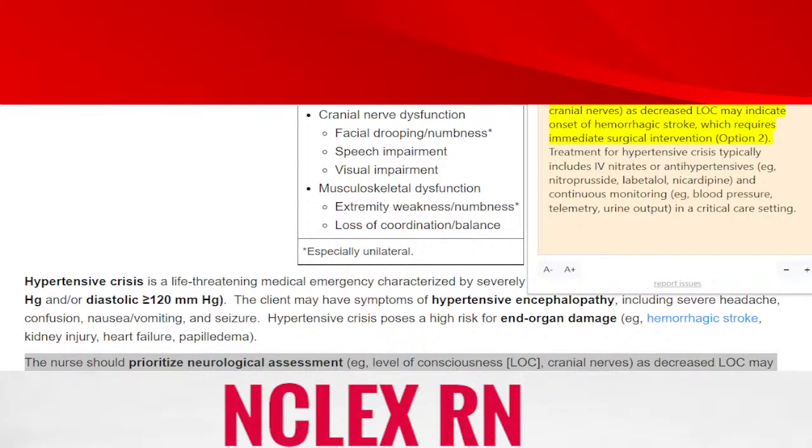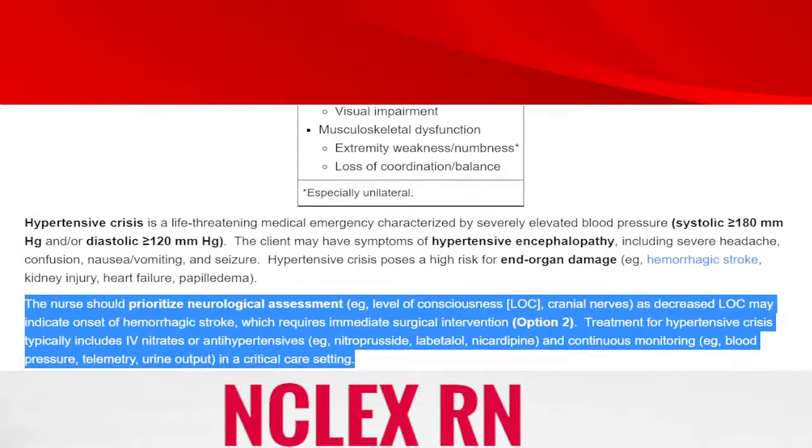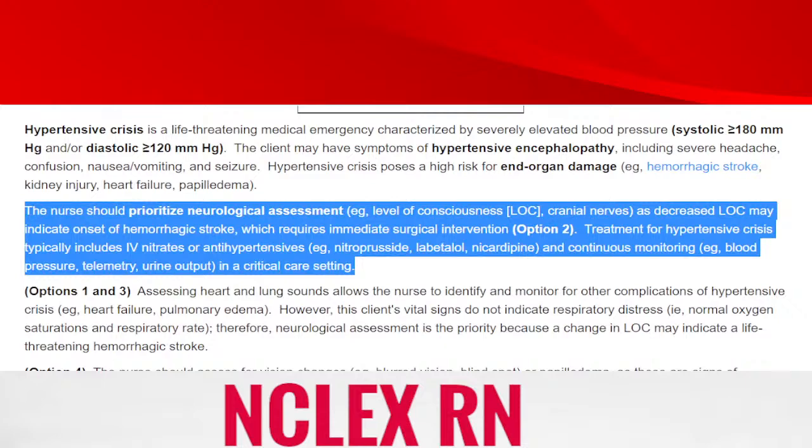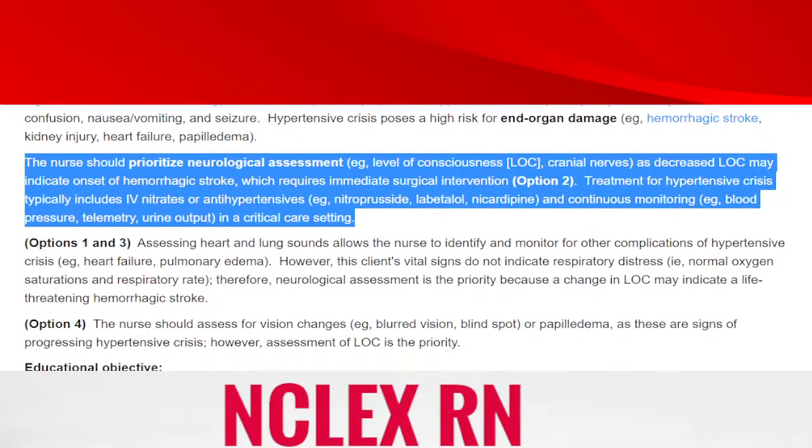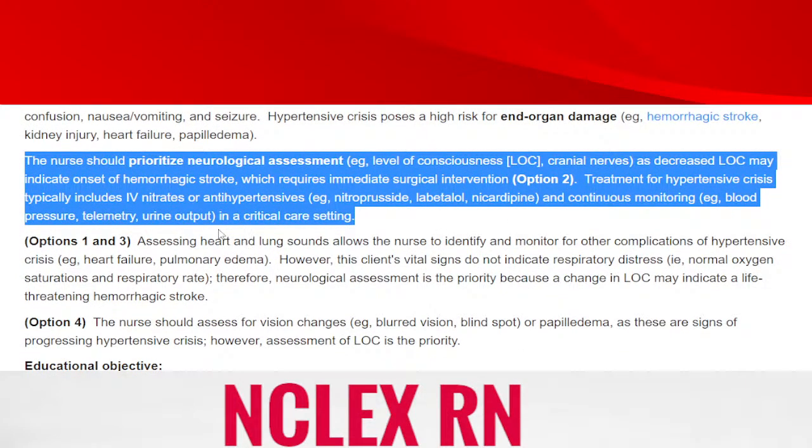The nurse should prioritize neurological assessment, e.g., level of consciousness, cranial nerves, as decreased level of consciousness may indicate onset of hemorrhagic stroke, which requires immediate surgical intervention. Option 2. Treatment for hypertensive crisis typically includes IV nitrates or antihypertensives, e.g., nitroprusside, labetalol, nicardipine, and continuous monitoring, e.g., blood pressure, telemetry, urine output, in a critical care setting.